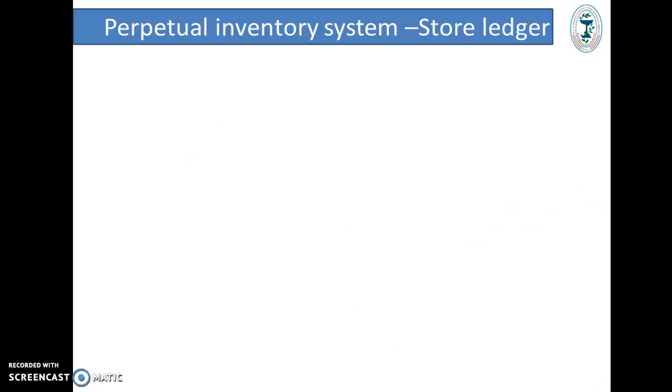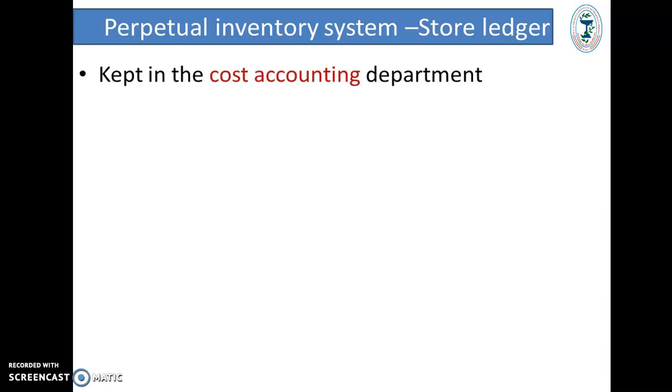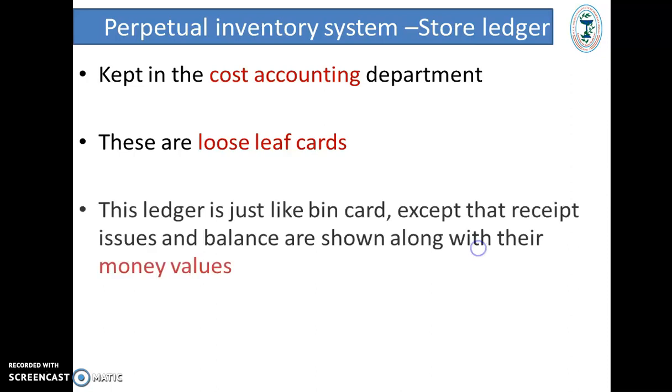The second similar component is the store ledger. It is kept in the cost accounting department. Store ledger is generally maintained in the form of loose leaf cards because they can be easily removed and easily inserted. The store ledger is just like the bin card, except that receipts, issues and balances are shown along with their money values. As it is maintained by the accounting department, it is exactly similar to the bin card, except there are two more columns related to the money value of that material.